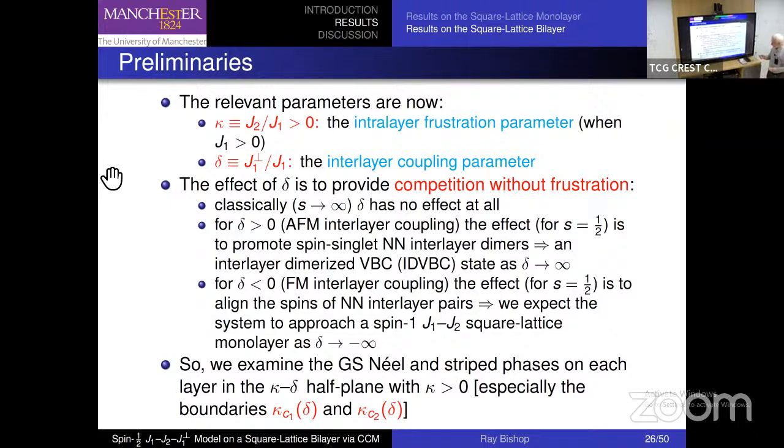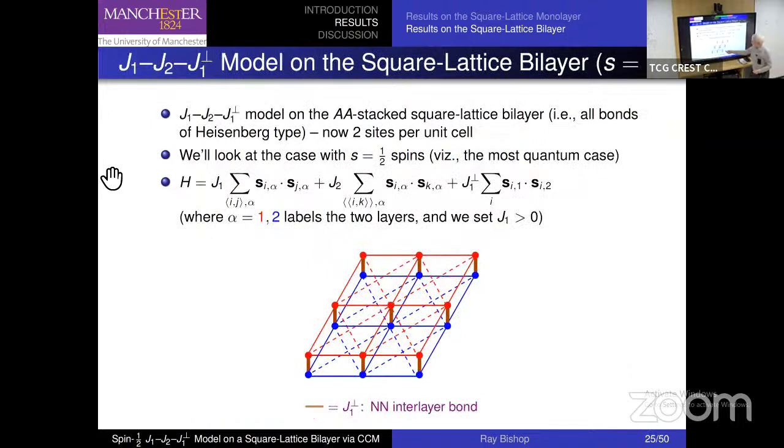Because quantum mechanically, if these thick, what's that color? Is it purple? I'm not quite sure what that color is. It's the one that's not red or blue. Perhaps it's brown here. If these thick brown interactions are strong, and let's say J1 perp is positive, you want to form spin singlet dimers. And if these are forming dimers, that for sure is changing what's going on in the plane. That's a purely quantum mechanical effect, with no classical counterpart whatsoever.